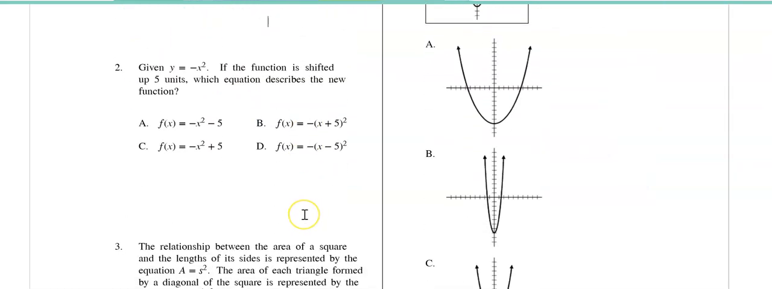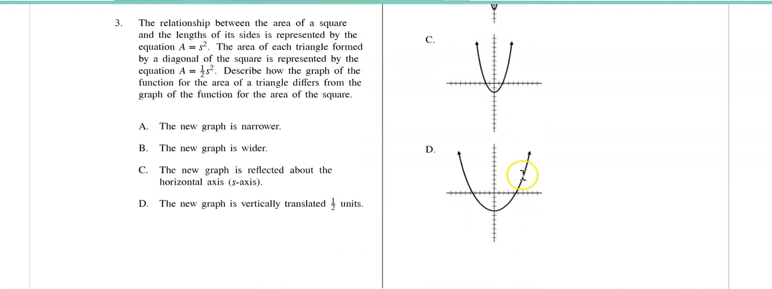Number 2, given y equals negative x squared, if the function is shifted up 5 units, which equation describes the new function? So we're shifting it up 5, which is a plus 5, and that's just going to affect the y-intercept, the number by itself. So nothing happens to our a value, and that would just be c. It only affects the c value.